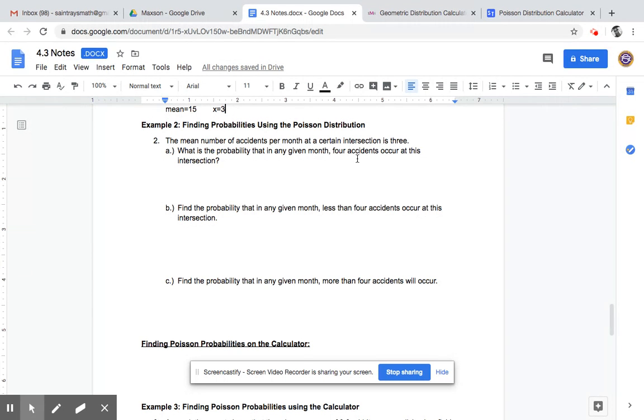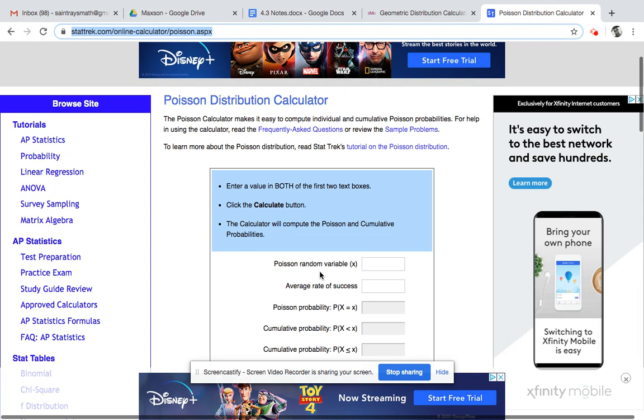So the mean number of accidents per month at a certain intersection is 3. What is the probability that in any given month 4 accidents occur at this intersection? So once again, it says in a given month. So that is the important piece. It gives us a timeline. And here it says the average, mean number is 3. So our mean is 3 in this case. What is the probability that in any given month 4 accidents? So x equals 4.